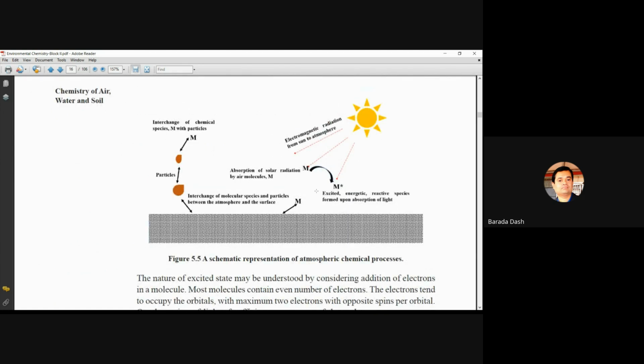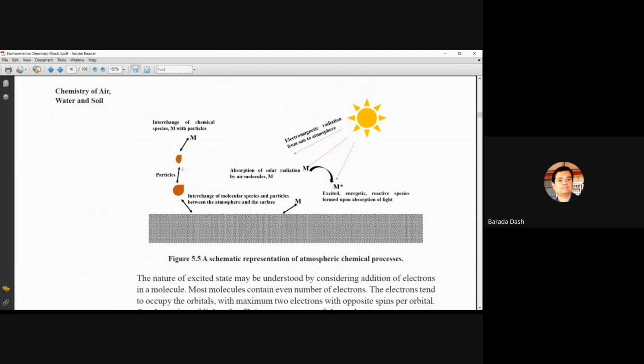So basically, you have particles, and interchange of chemical species M with particles. Electromagnetic radiation is coming from the sun, and by absorption of solar radiation, the air molecules M get excited and go to the M star state, which is an excited, energetic, reactive species formed upon absorption of light. Interchange of molecular species and particles between the atmosphere and the surface also occurs.